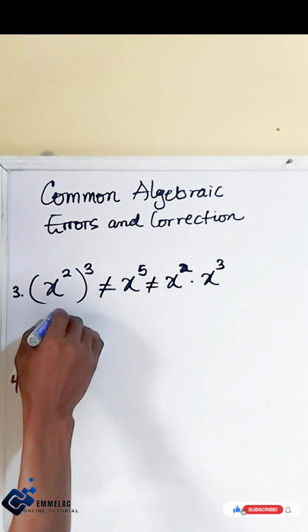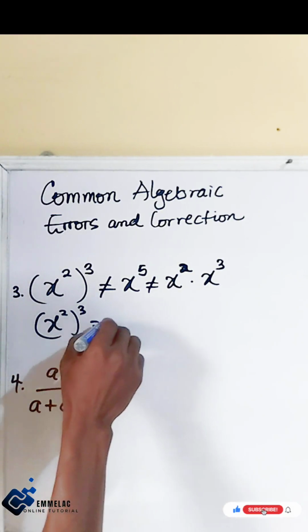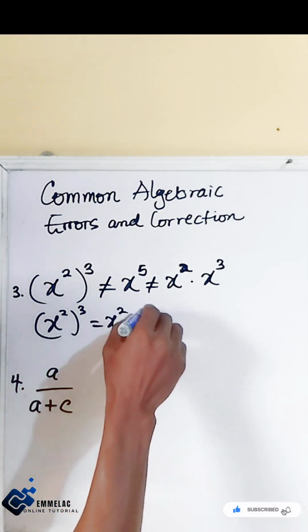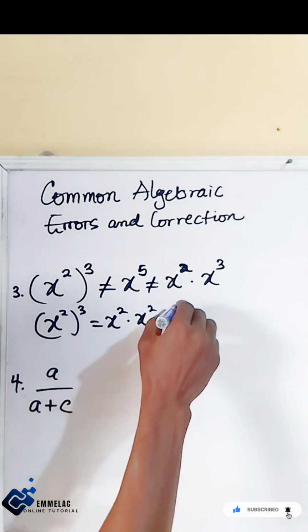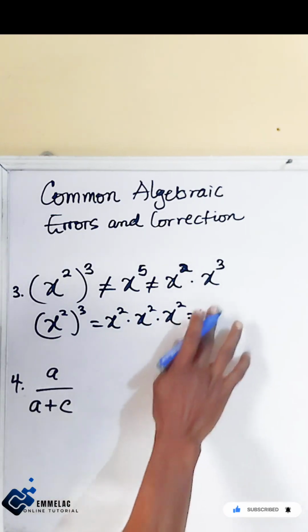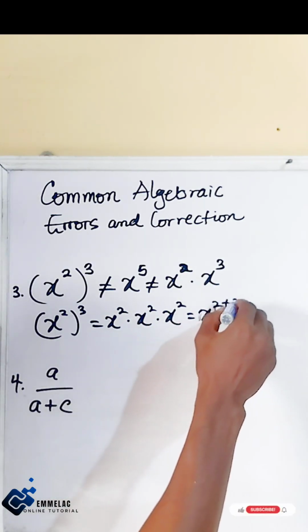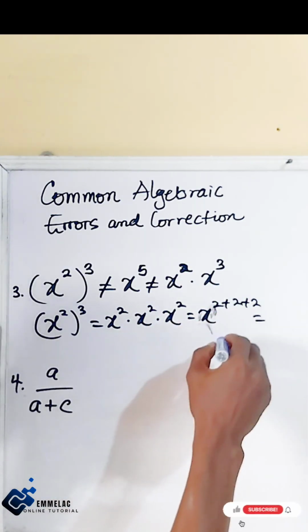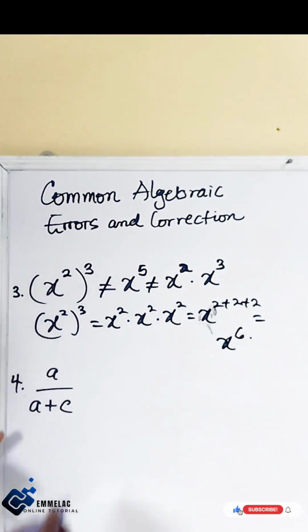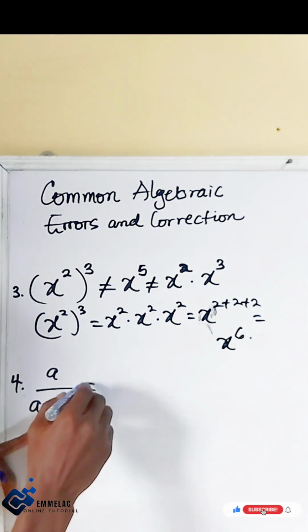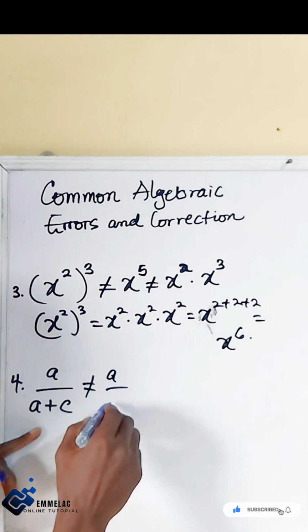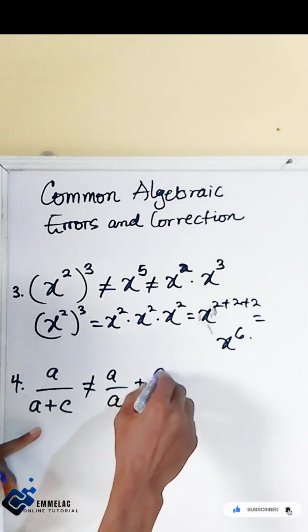Rather, x raised to the power of 2, raised to the power of 3, implies x raised to the power of 2 times x raised to the power of 2 times x raised to the power of 2, will give you x raised to the power of 2 plus 2 plus 2, which will give us what? x raised to the power of what? 6.